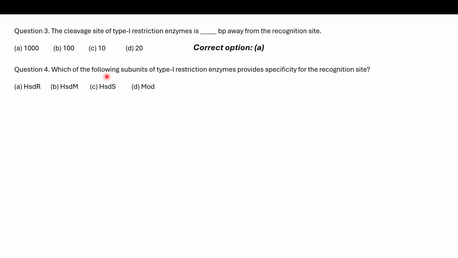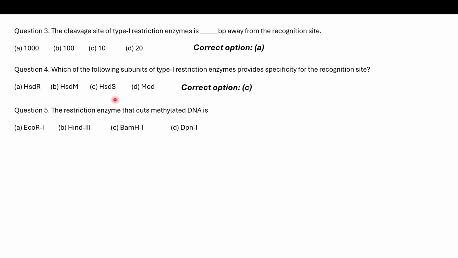Now, which of the following subunits of type 1 restriction enzymes provides specificity for the recognition site? Here we are talking about specificity. A is HsdR, it will be S. R is the restriction activity, the endonuclease activity. S is for specificity, recognizing that specific sequence, and M is for modification or methylation activity, right? So correct option is HsdS, option C.